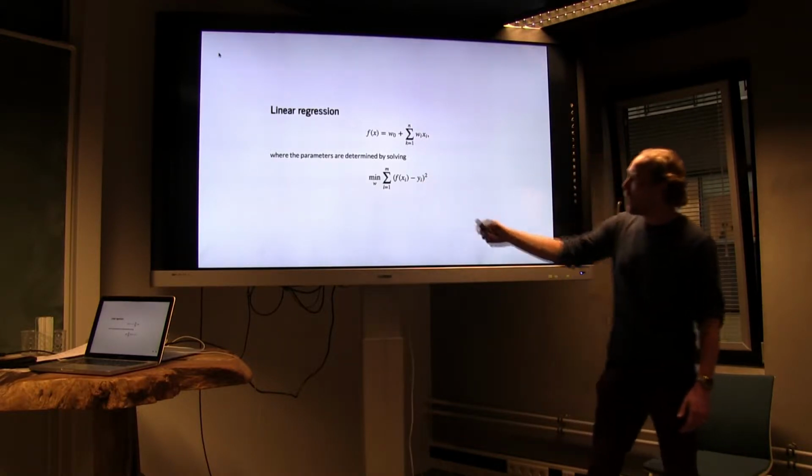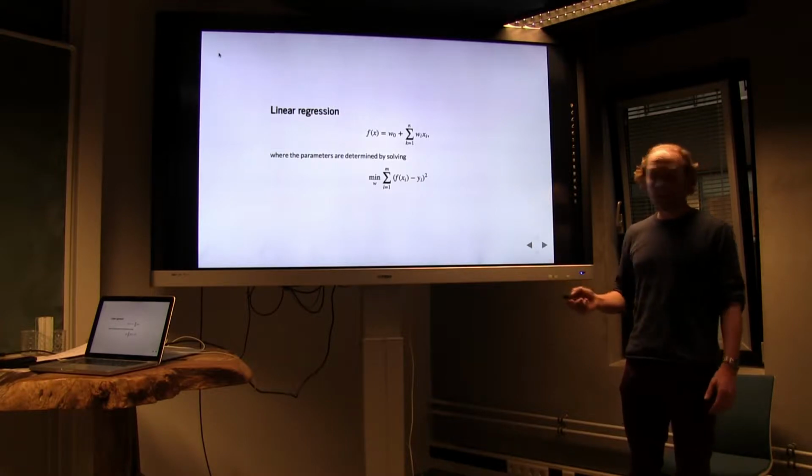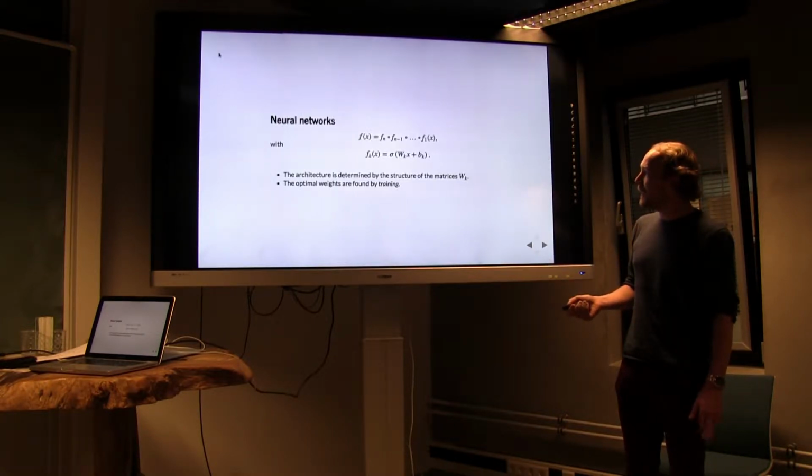So the parameter is just found by solving a least squares problem in this case. Neural networks.